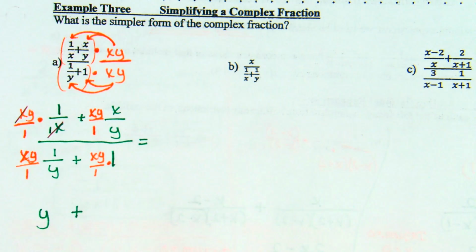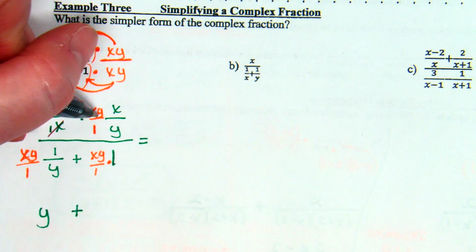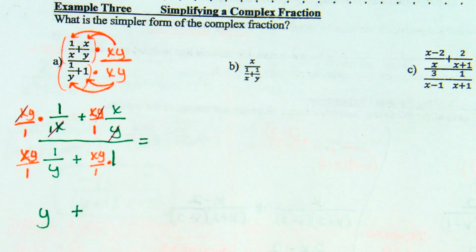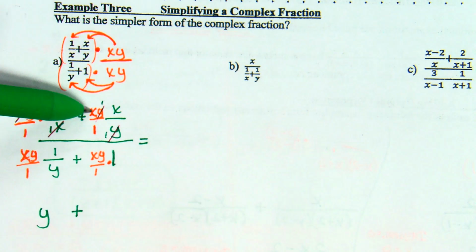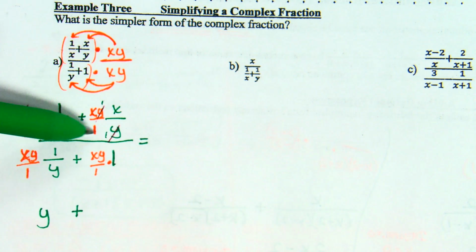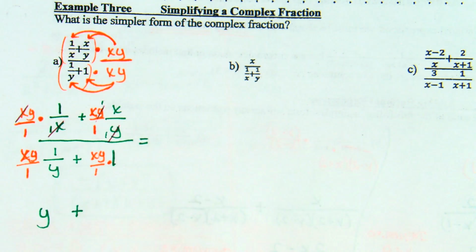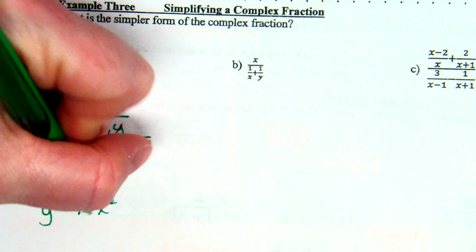Okay, look at the next piece. What cancels? y cancels with y, correct? So if y cancels with y, and again, technically those become 1s, what remains on top? x times x, which is x squared. What remains on bottom? 1. What's x squared over 1? x squared. So my numerator, instead of being that ugly 1 over x plus x over y, just became y plus x squared.